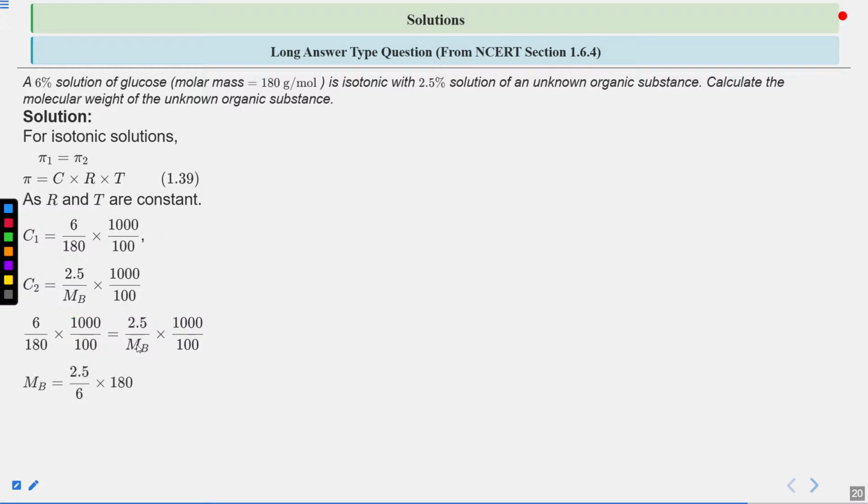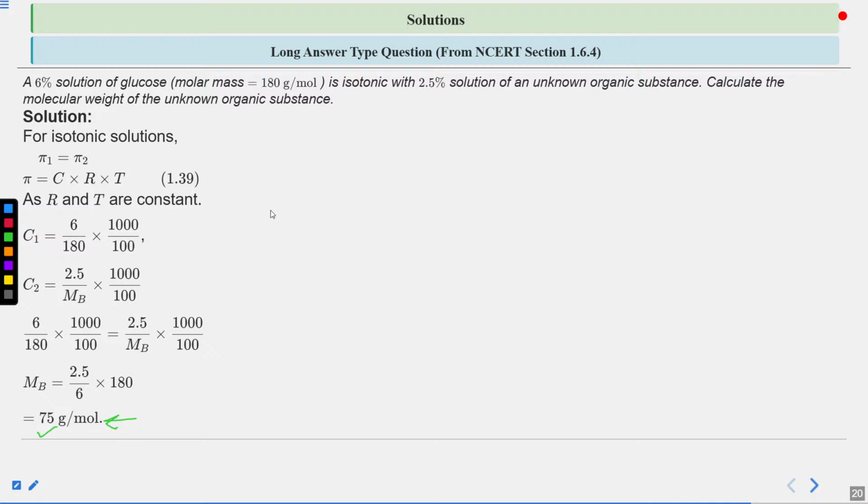Now you simply rearrange this equation, and mB will be equal to 2.5 divided by 6 times 180. When you solve it, it will be equal to 75 grams per mole. So the molecular weight of the unknown organic substance comes out as 75 gram per mole, and hence this will be the correct answer.